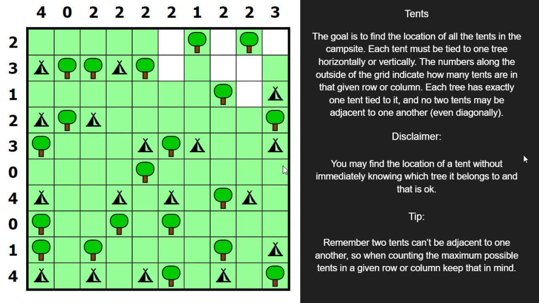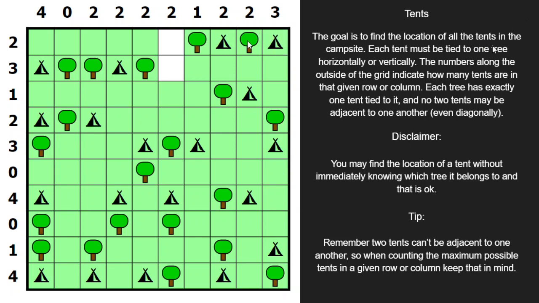Otherwise, you'd have 2 tents tied to the same tree. And so if we think about this 1 row now, there's only 1 space left. That must be a tent to satisfy this 1 clue. We now know these 2 cells can't be tents because they're adjacent to this one. And this 2 column has 1. The second one must go there. This 3 has 1, 2. We need a third, which must go there.